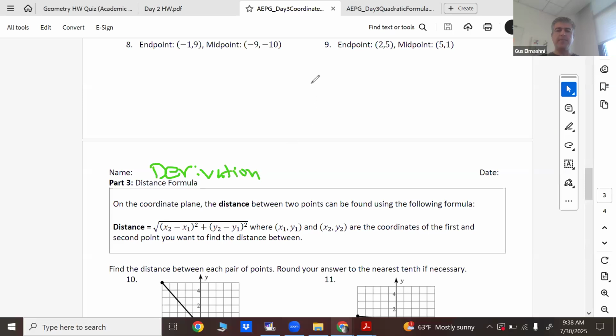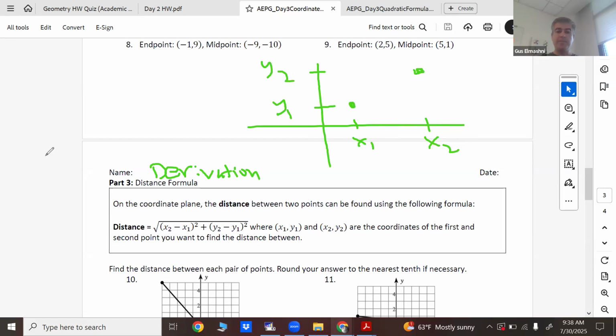Here's why it is the way it is. Let's say I pick some random point and call it x1, y1. Pick another random point called x2, y2. Connect them, and call it D. And then I decided to do this. What did I just create, guys?